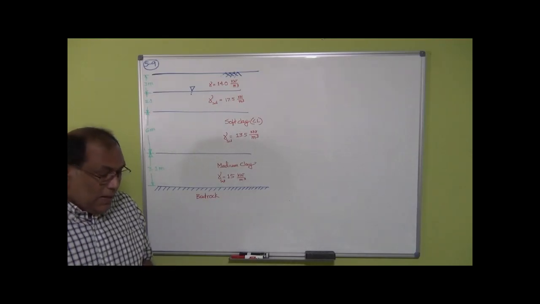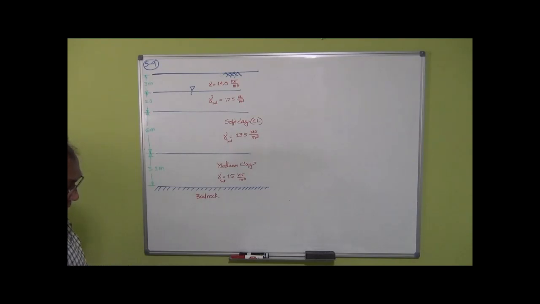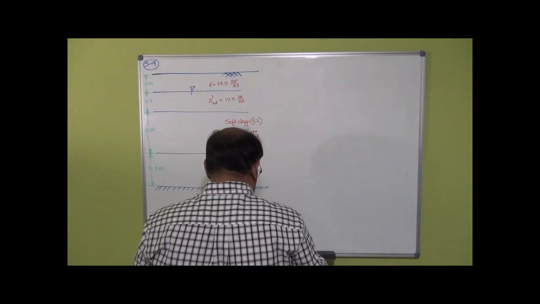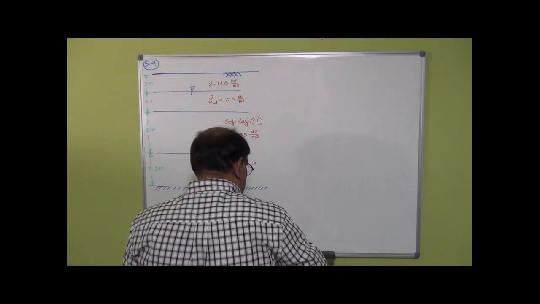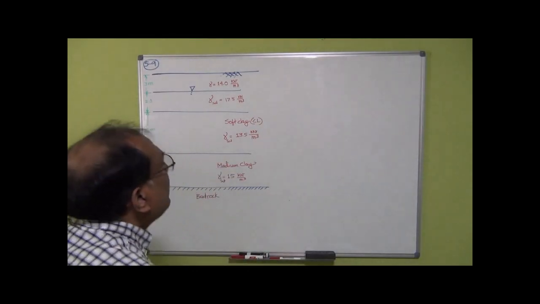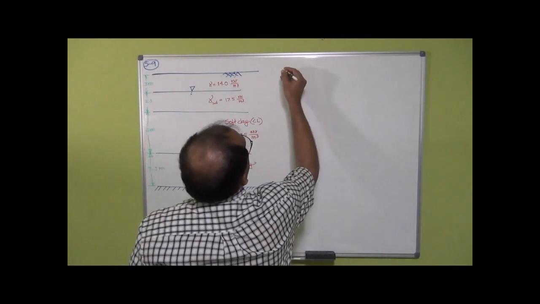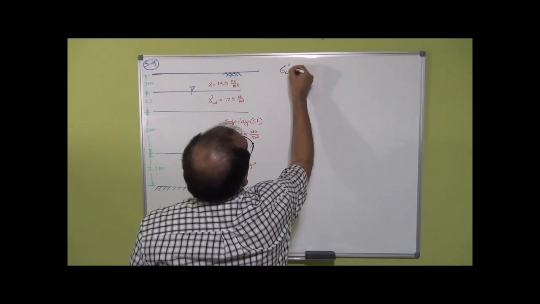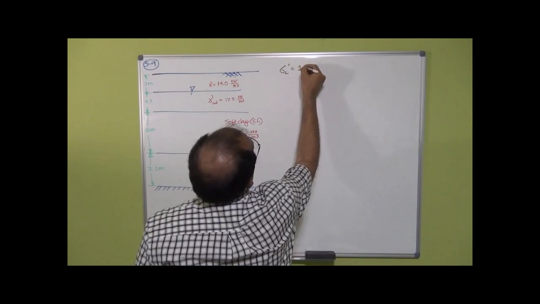Okay. So the information they are giving us is the pre-consolidation pressure for the soil. Pre-consolidation pressure, we write that as sigma c prime, which is 150 kPa.